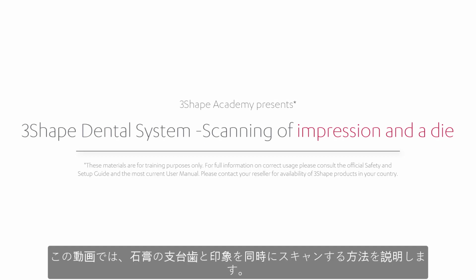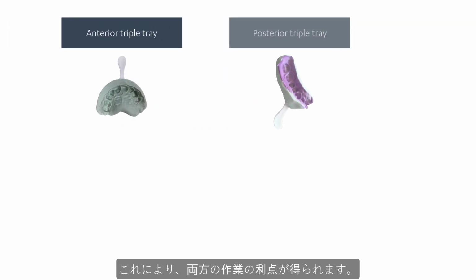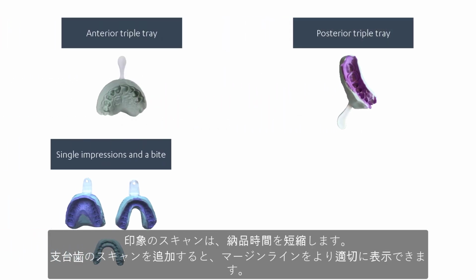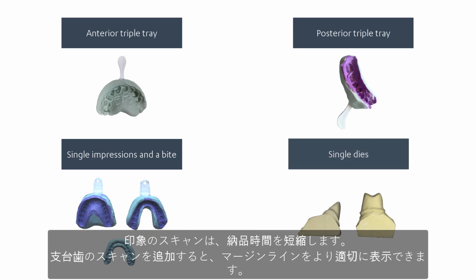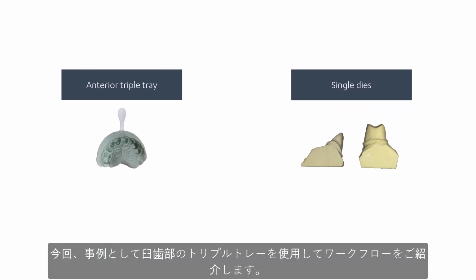Watching this video, you will learn how to scan impressions with gypsum dyes. By doing this, you will get the benefits of both workflows. Scanning impressions assures a fast turnaround. Adding a scan of the dye allows for better exposure of the margin line and its definition. We will demonstrate this workflow using an anterior triple tray.